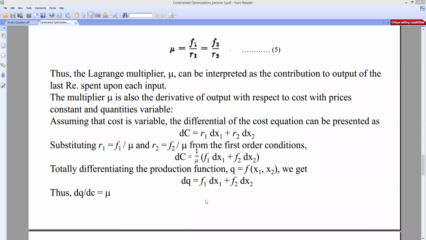So we were at this position, the second interpretation of Lagrange multiplier in context of output maximization. Any question for this second interpretation? This is fine to all of you? Very good.